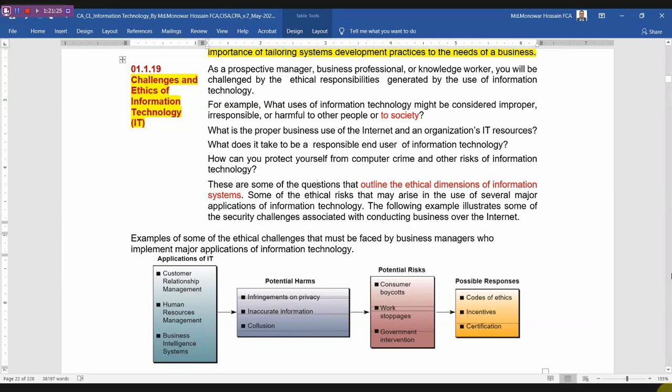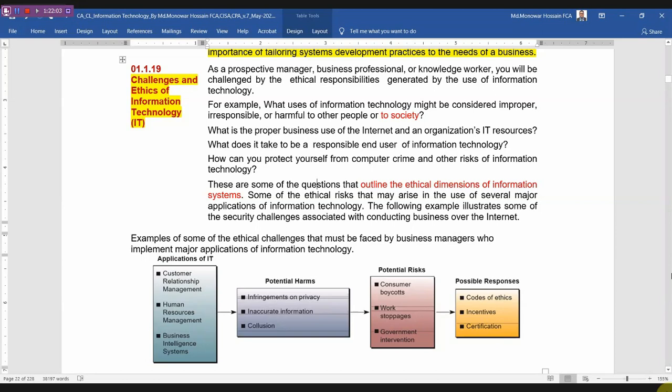That means if we feel that some information is harming my society, or because of some technology my society or my country is being harmed, or the environment is being harmed, that is an ethical issue. So that type of ethical issue we should avoid. That means that type of technology should not be accepted which negatively impacts our society, our environment, and our working environment within the organization.